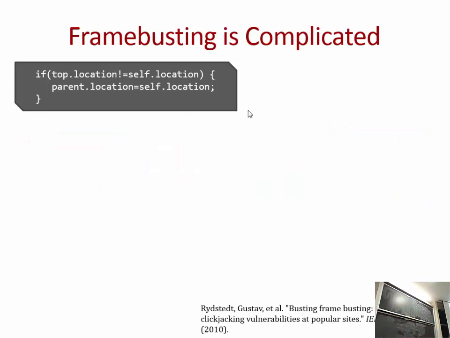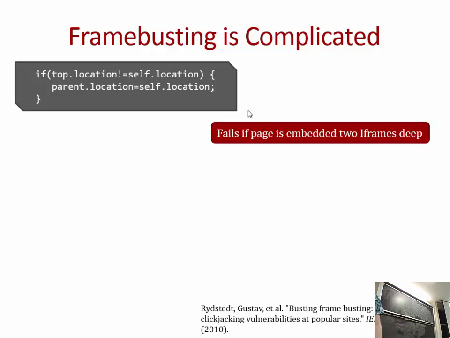So let's see this one here. Oh, it's top location, it's not self location. I'm going to change my parent location to my location. What do you do? How do you defeat this? If I replace my parent, just have two iframes. So an iframe within an iframe, and then you can only bust out of one of them with this method.